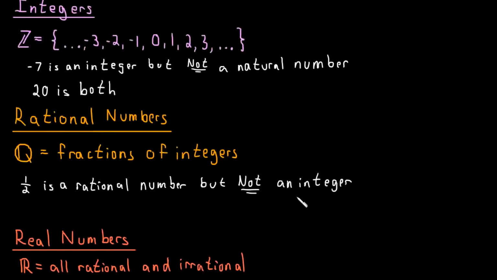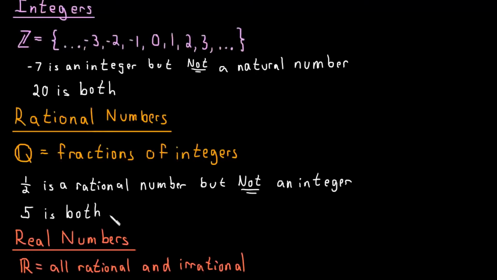Now, 1/2 is a rational number because if you look, 1 is an integer in the top and 2 is an integer in the bottom. So when we make a fraction with integers, that's a rational number. Now, can you think of any examples of a number that is both a rational number and an integer?